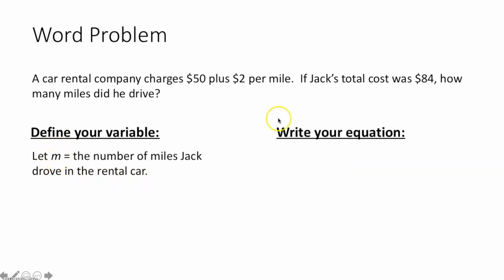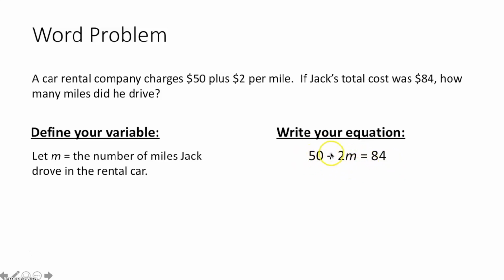Next, we're going to use that variable to write an equation. So it says a car rental company charges $50 plus $2 per mile. $2 per mile would be 2 times M, the number of miles. If the total cost was $84, 84 then is going to be our total. So we're going to do 50 plus 2M is going to equal 84 because that was the total cost. Now all we have to do is solve this equation for M. Simplify, move, solve. So step 1, simplify both sides. Done. Step 2, move the variables to the left. Done. Step 3, constants need to go to the right.